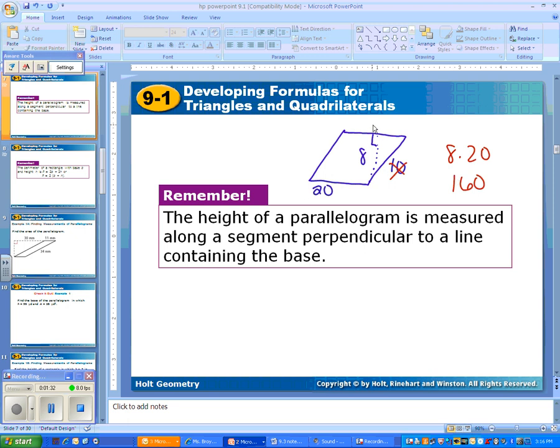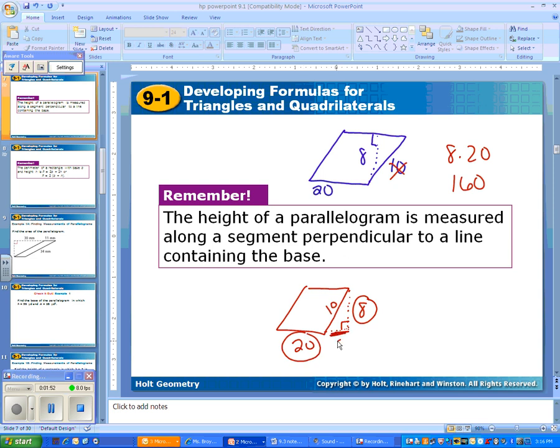Just like I drew the height inside, sometimes they're going to take this same picture, and we want to say that this part is 10. Sometimes they'll draw it out like this, and they'll say that this is 8. Again, this is still your height and this is still your base. This has nothing to do with it.